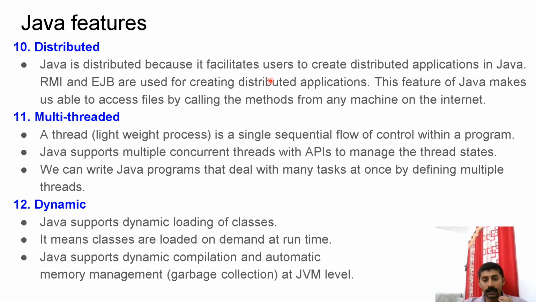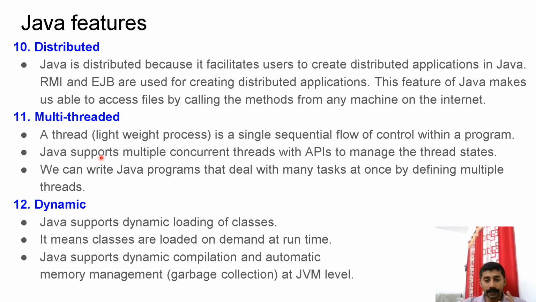You have a program. Within that program you will be invoking some methods, but that method may be getting executed on a remote machine. From your local machine you are invoking the method running on a remote machine. That is supported by RMI and EJB. So it supports distributed application development.